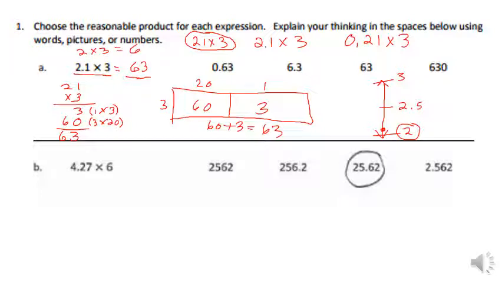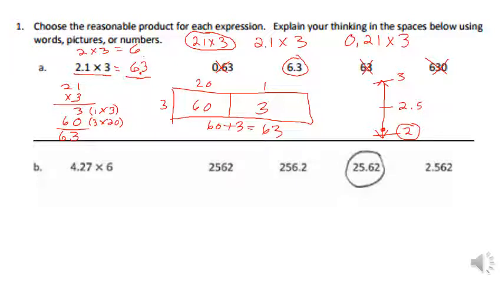Well, if we know 2 times 3 equals 6, we know 2 1/10 times 3 has to be approximately 6. So if we look at our choices, we have 63 hundredths, which is not close to 6. We have 6 3/10, which is close to 6. We have 63, which is 10 times greater than 6. And we have 630, which is 100 times greater. So the only answer that was reasonable would be 6 3/10. So we put our decimal place right between the two.